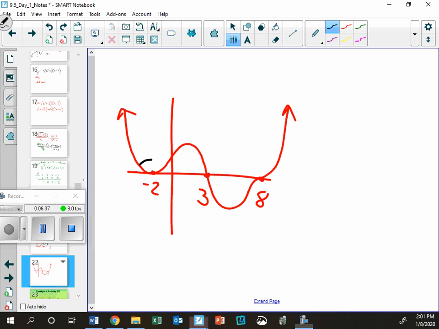Okay, so that's a double, also known as a bounce. That's a single, also known as a cut through. That one, it's got this weird snake shape. I like to think of it as a snake. It acts differently than all the other ones as it touches the axis, and that one's a triple.